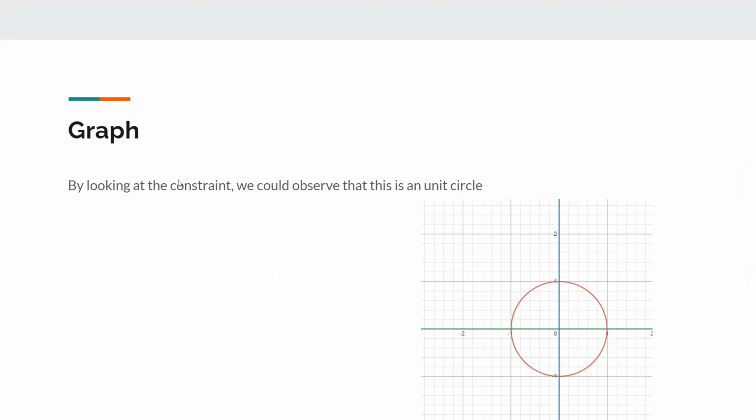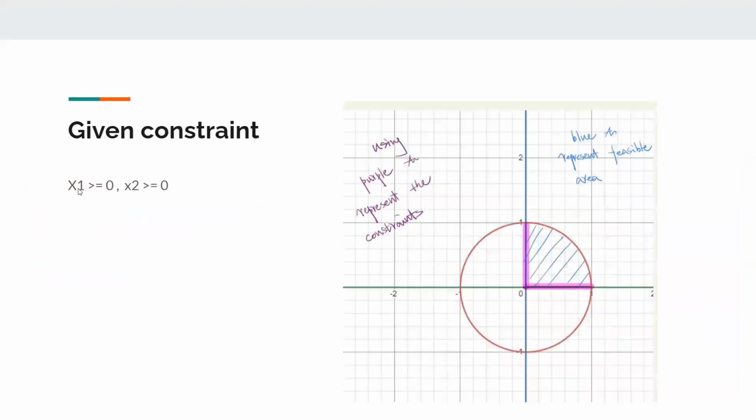And graph. By looking at the constraint x1² + x2² ≤ 1, we could obtain a unit circle. And given the constraints x1 ≥ 0, x2 ≥ 0, we could have this. The purple represents the constraints, and the blue represents the feasible area.